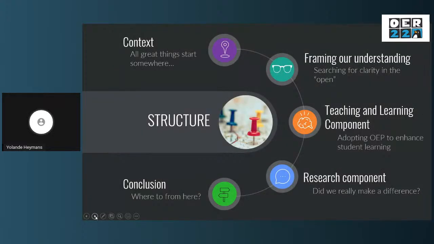So my presentation is structured around the following. I will start with giving a little bit of context and background, and then discuss our framing of understanding, to get clarity in this sea of openness, then how we applied this in our teaching and learning components and adopted open educational practices to enhance student learning. I'll share with you the research that we did in this, and then lastly, I will finish off with a conclusion. I'm going to show a video now.